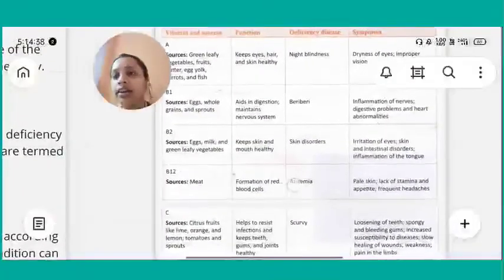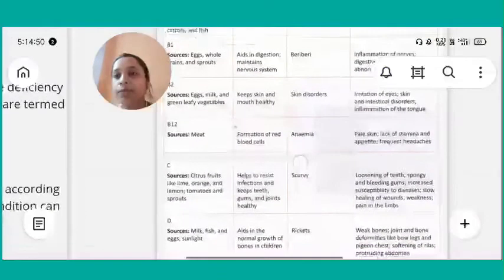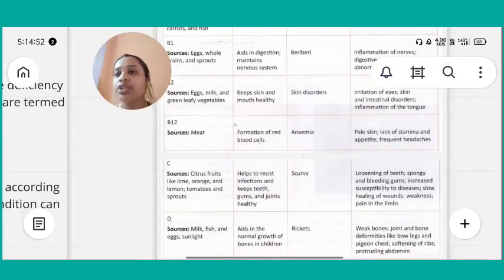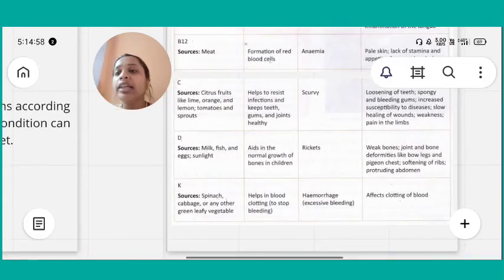Now there is B2, found in eggs, milk, and green leafy vegetables, and it keeps our skin and mouth healthy. If we do not take it, we have skin disorders. Similarly, if we do not take B12, it causes anemia. If we do not take vitamin C, it causes scurvy. If we do not take vitamin D, we get rickets. And if we do not take vitamin K, we get hemorrhage.